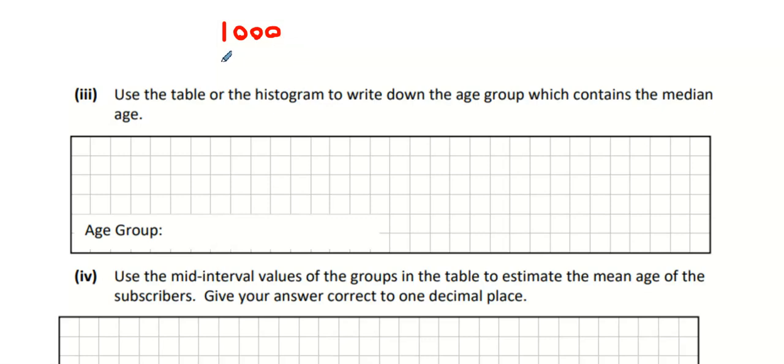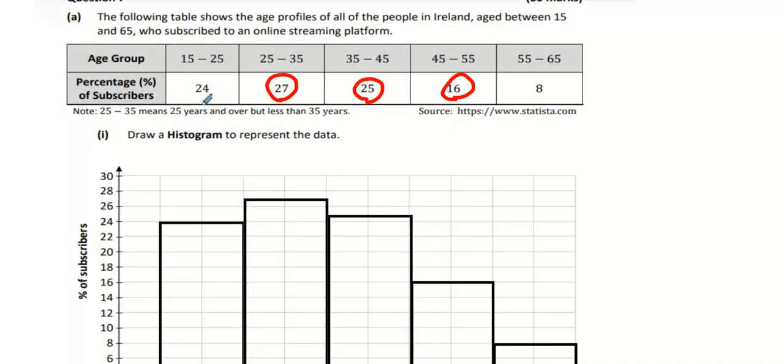Okay, and out of the 1,000 people, there should be a middle two because it's an even number. So that'd be 500 and 501 are the middle two people in this group. Now, if I go back, I turn all of this into numbers. That'd be 240 people. That'd be 270 people. That'd be 250 people. That'd be 160 people, and that'd be 80 people, because it's like 8% of 1,000 people.